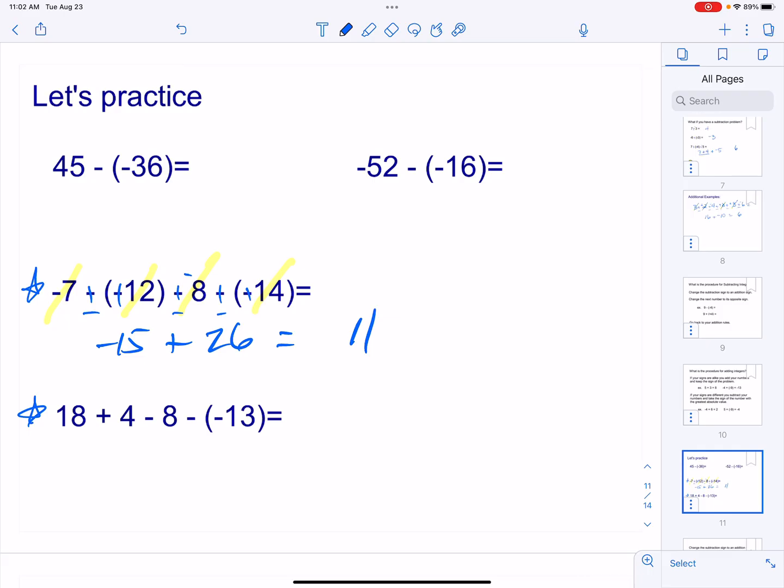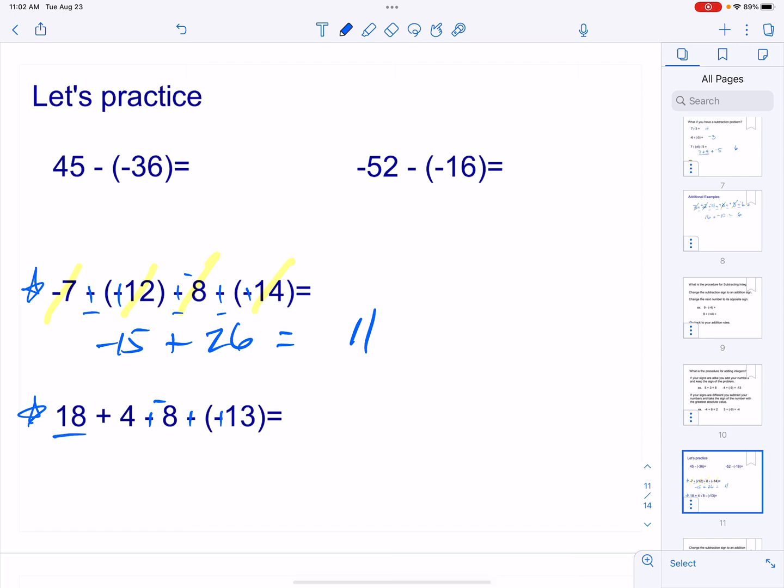Now, let's do this one last one. Now, this one last one, what do you notice about it? There's a plus in it. Now, what do we do with plus? Nothing. We leave it alone. That's what we want. We want them to be addition. Okay, so we're going to go straight to the subtraction, change subtraction to addition, next number to its opposite. So we now end up with 18 plus 4 plus negative 8 plus 13.